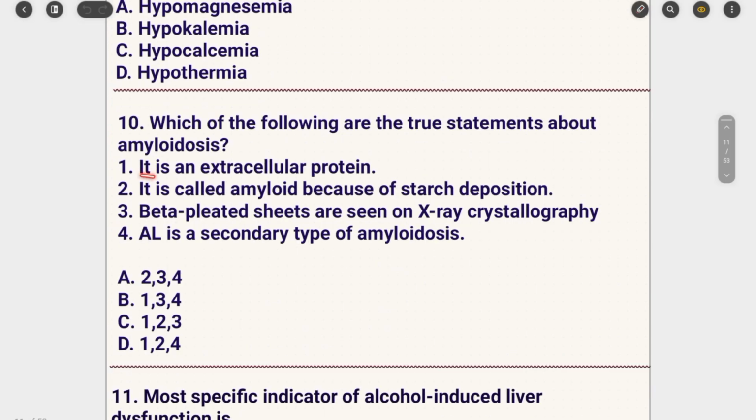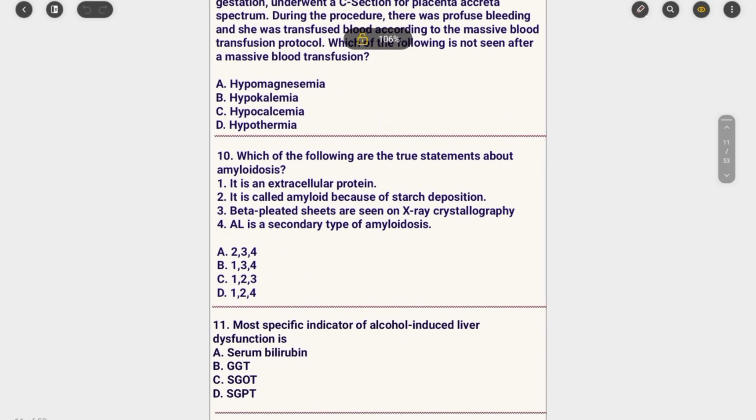It is an extracellular protein. Yes, of course it is an extracellular protein. It is called amyloid because of starch deposit. Yes, it is because of starch deposit. Beta pleated sheets are seen on X-ray crystallography. Yes, correct. AL is the secondary type of amyloid. Do you remember? L, I have marked. What is that? It is the primary.